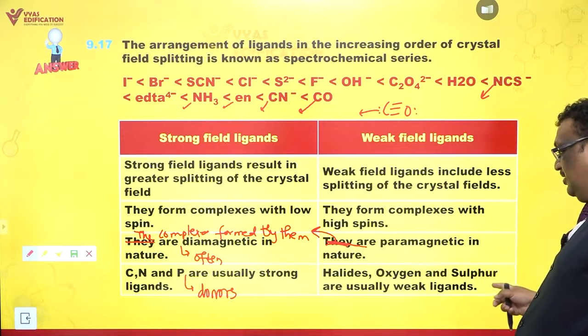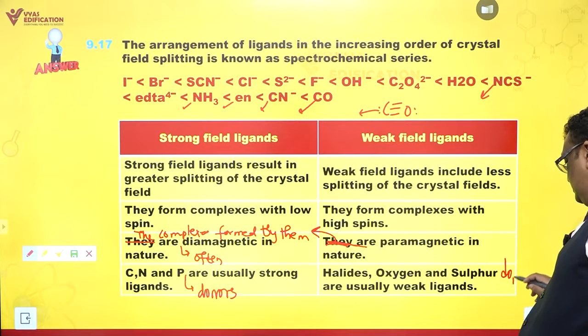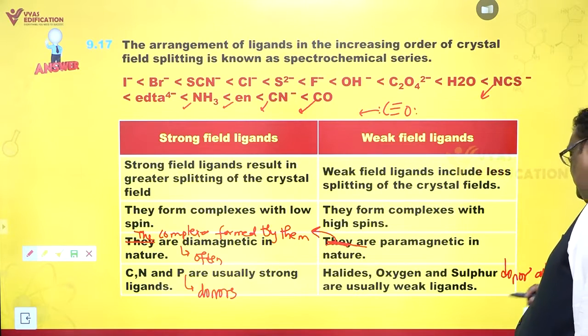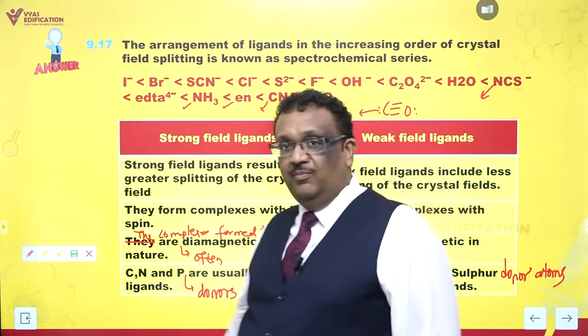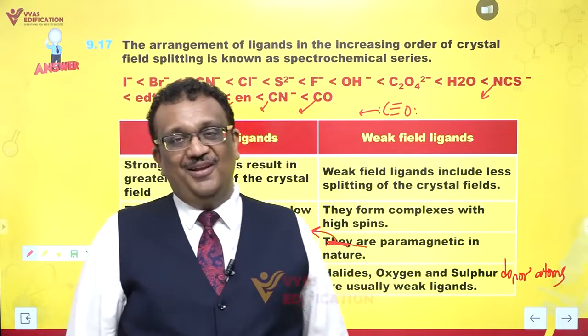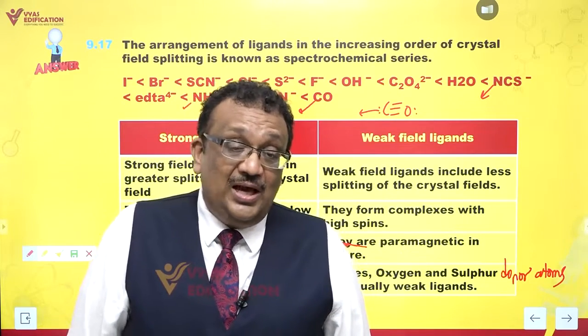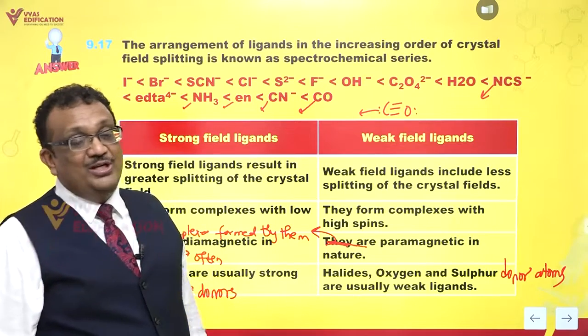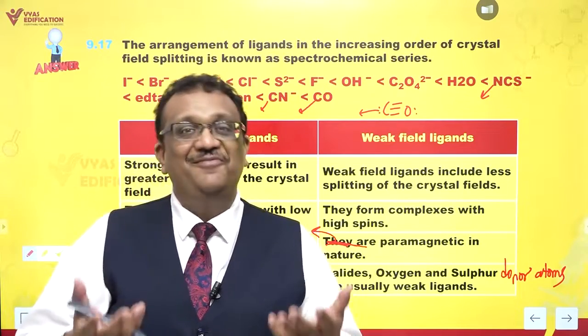Halides, oxygen and sulfur donors. If the lone pair donor atom is oxygen, halogen or sulfur, then that becomes a weak field ligand, right? So is that a distinction? Yes, very well. And these are 4 classic distinguishing points between strong field and weak field ligands.